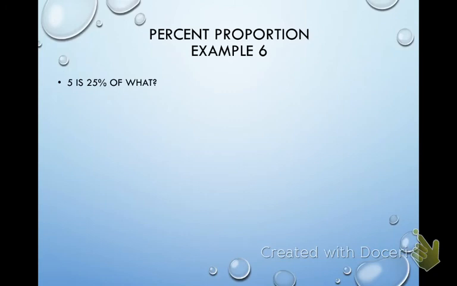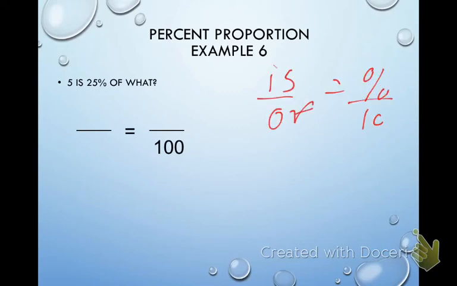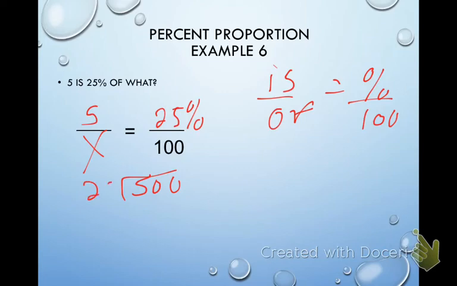All right, example number 6. Remember, let's see if it shows up with our percent already on there. Yes, it does. Here we go. Remember, it is over of equals percent over 100. Okay, we first identify it. Here we go. 5. 5 is. Well, congratulations. That's the is. 25% over here. Of what? So the of is what? Okay, go ahead. 5 times 100 is 500 divided by 25.